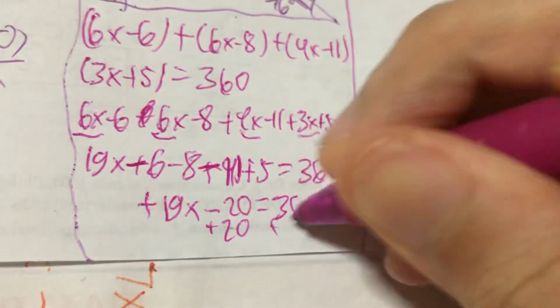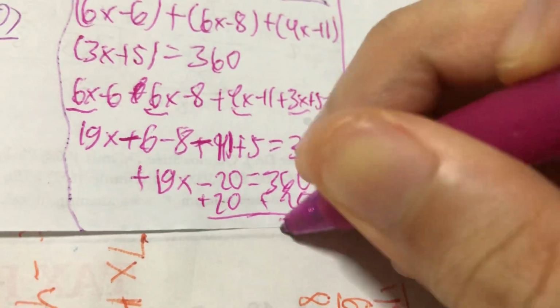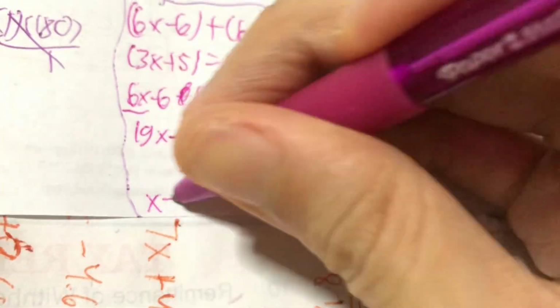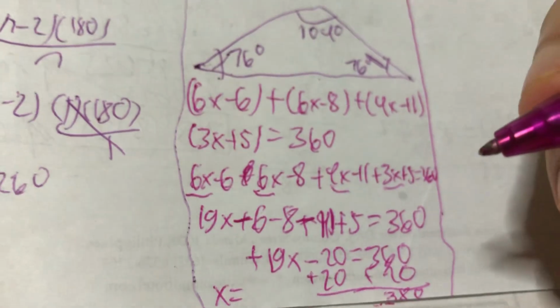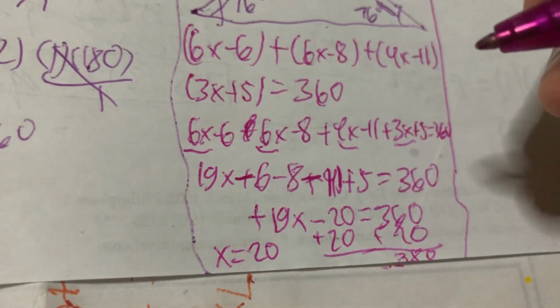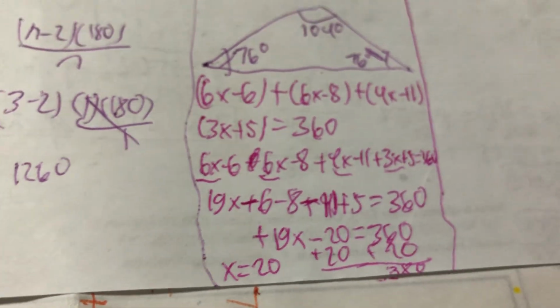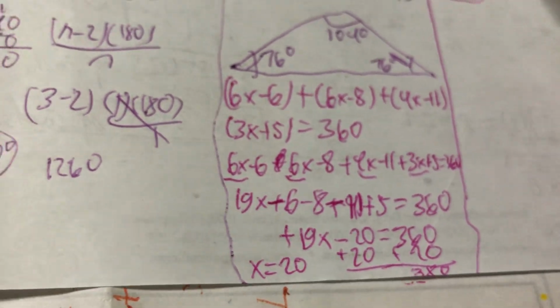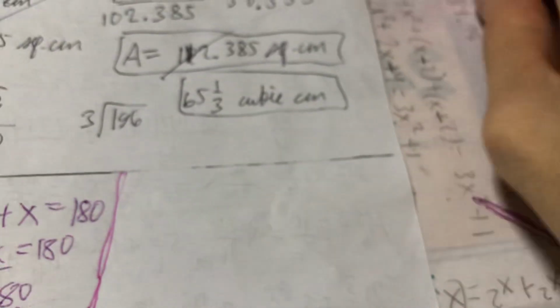Add 20 to both sides, you should get 380. So x, remember 380 divided by 19, you know 38 divided by 19 is 2. Don't forget to add 0. So x equals 20. But wait, we're not yet done. You know why? We still need to plug into our formula.